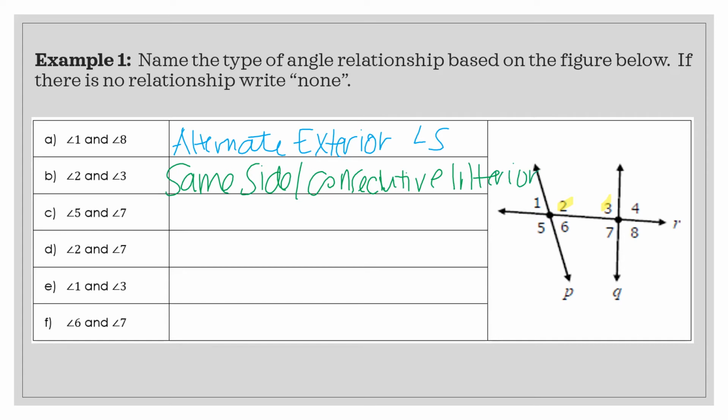All right, next pair we got, let's see what we got next. We are looking at 5 and 7. 5 and 7 are in the same position. They're both bottom left. So these are going to be corresponding angles.